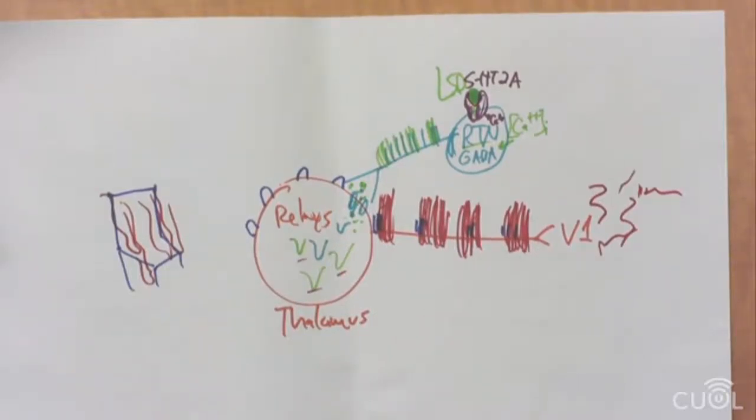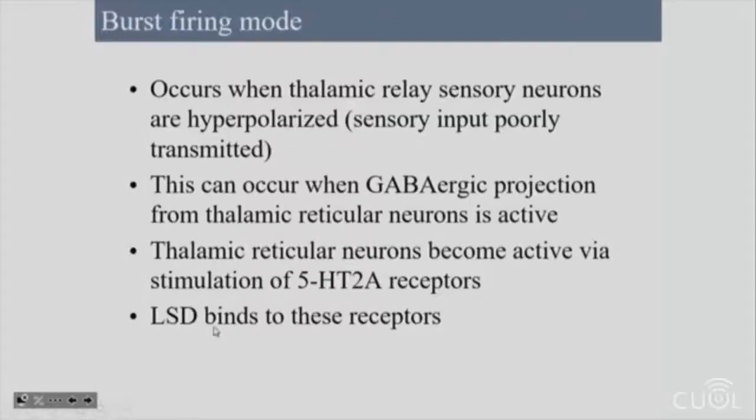Okay, so the reticular neurons become active. LSD binds to those receptors, those 2A receptors, overactivates those thalamic reticular neurons, which dump GABA onto the relay neurons, hyperpolarizes them. Sensory input is poorly transmitted, and right, I mean, basically the sensory inputs that you have coming through those relay circuits are edges and colors, right? That's basic sensory information. That's visual system stuff.